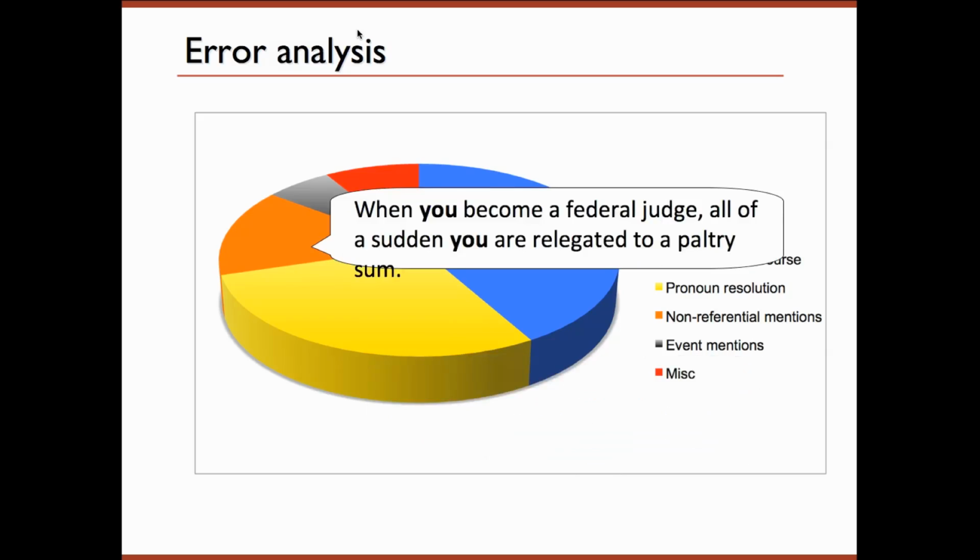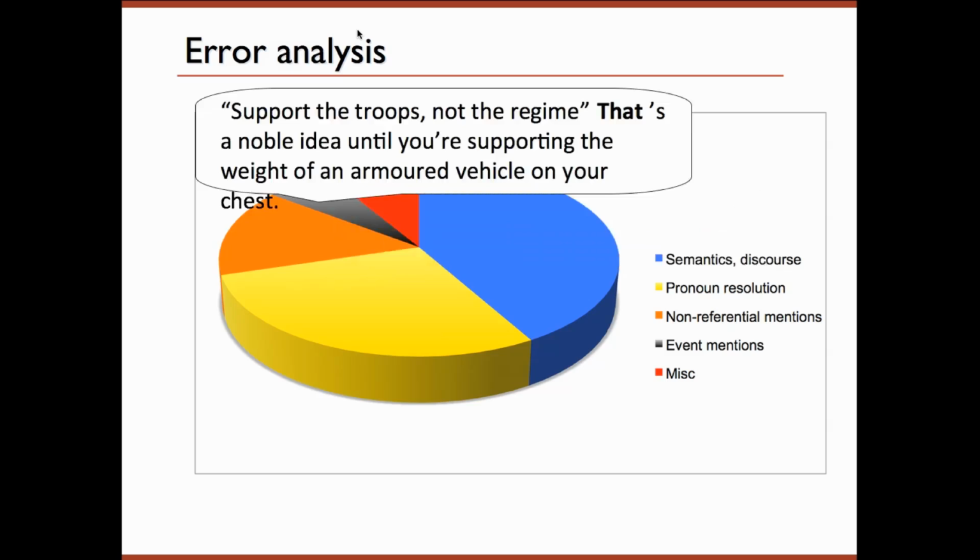There are a lot of mentions that are actually non-referential, right? So this is a generic "you" pronoun. It's just a rhetorical statement. There are event mentions. So, "support the troops, not the regime." That's a noble idea, blah, blah. So that is actually an event mention, right? It points to the whole supporting-the-troops event.